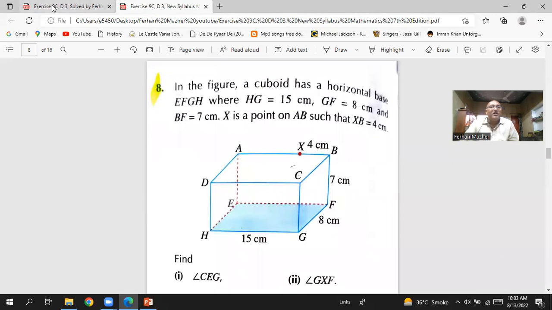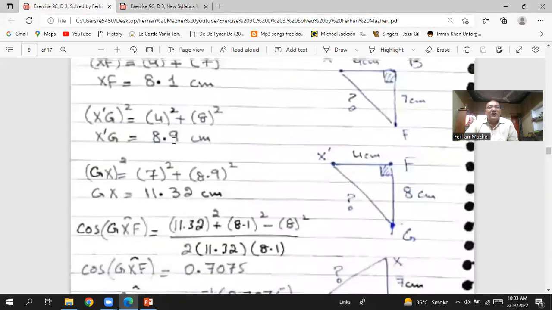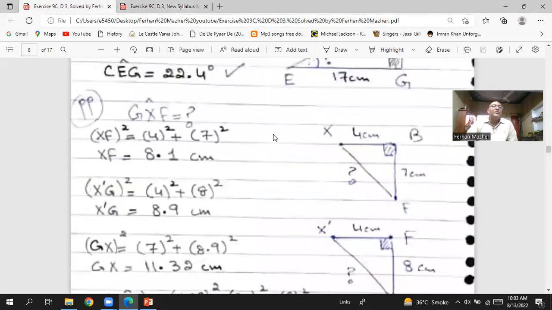And let me show you how this is executed. First of all, we are going to take the triangle XBF. The XB is 4 centimeter. The BF, which is the height, is 7 centimeter. It's a right angle triangle. So apply Pythagoras, and you will have XF. XF whole square will be equal to 4 square plus 7 square. So the XF will be 8.1.